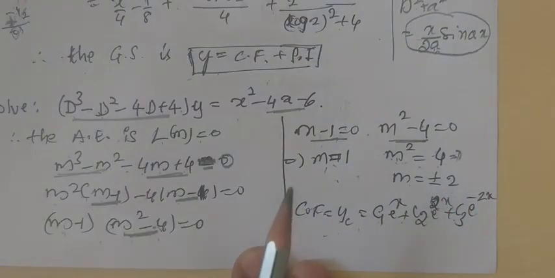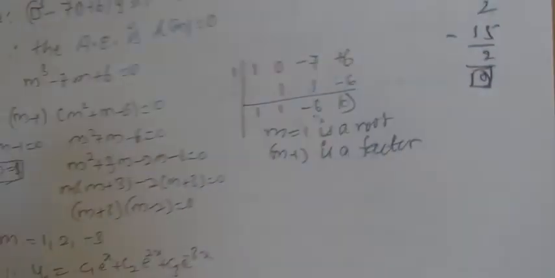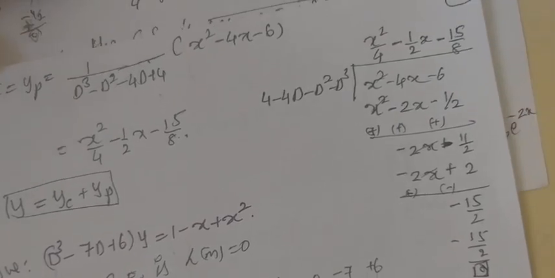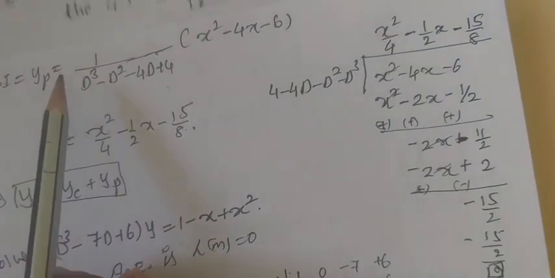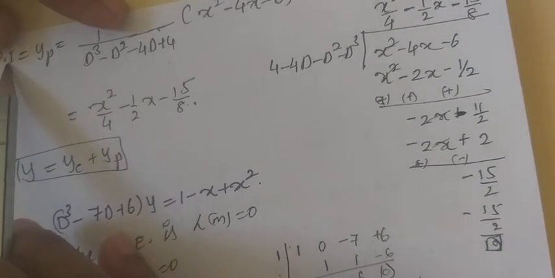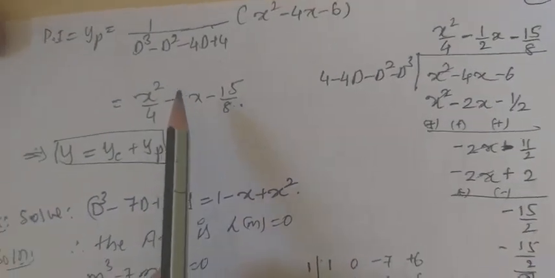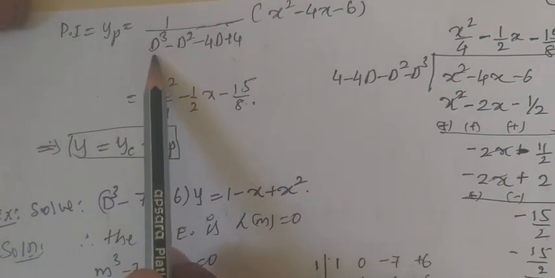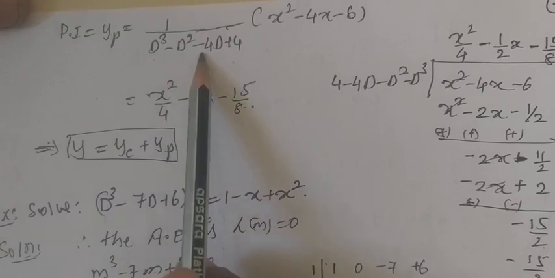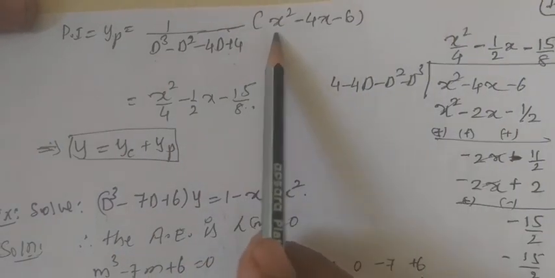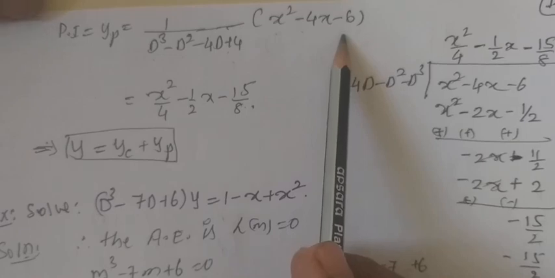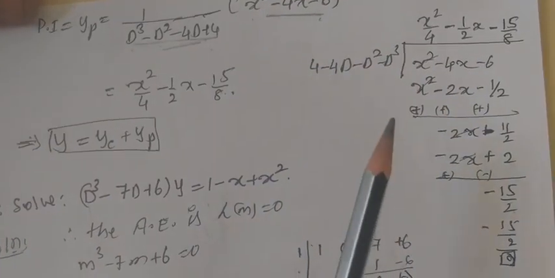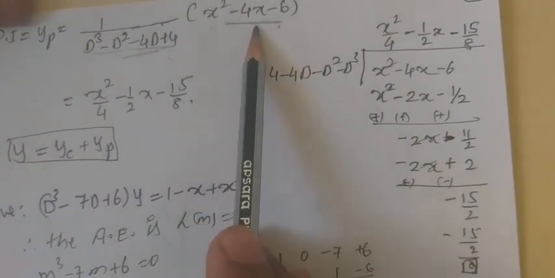Okay, next let us move forward to find the particular integral. To find the PI, we have to write yp is equal to 1 divided by f(D), that is D cube minus D square minus 4D plus 4, of x square minus 4x minus 6. So we have to divide this numerator by the denominator. For that purpose, we have to write this in the descending order.